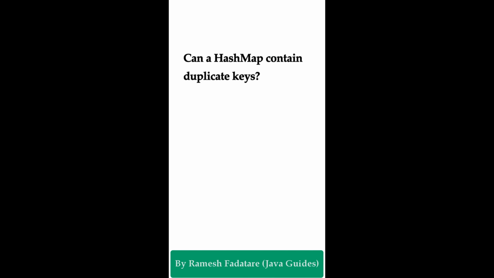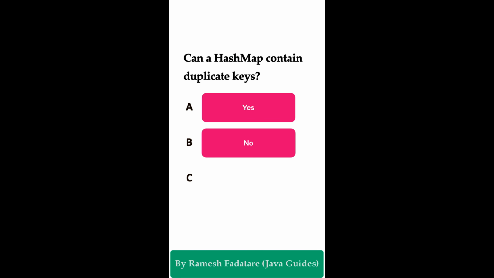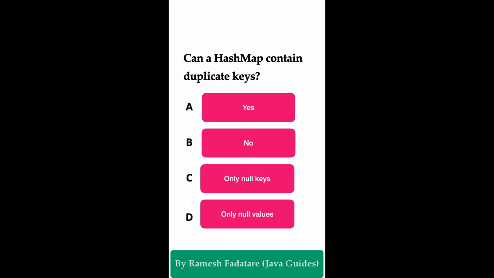Can a HashMap contain duplicate keys? Option A, yes. Option B, no. Option C, only null keys. Option D, only null values. Well, you have 5 seconds to answer this question.